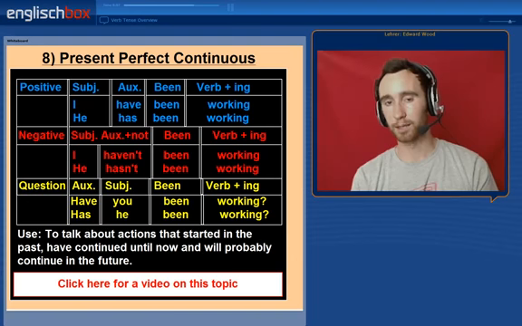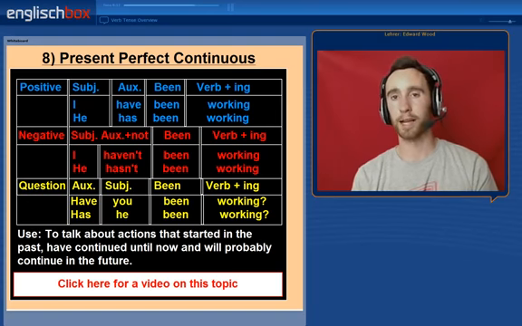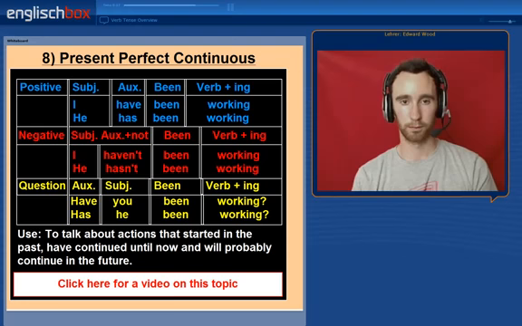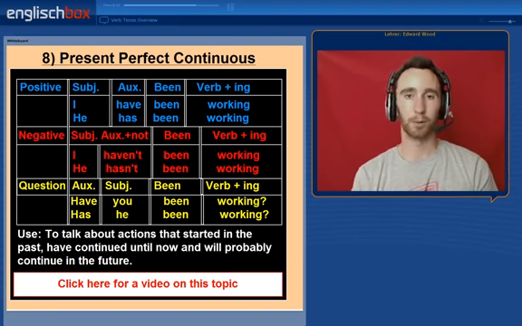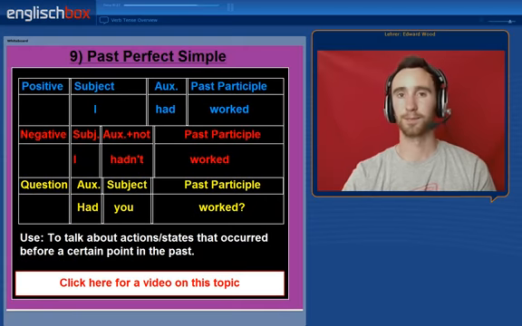We form this with the subject, the auxiliary have or has, the verb to be in the past participle, been, plus the verb with ing, the present participle. I have been working, he has been working. In negative, we use haven't or hasn't. And in the question, we have to begin the question with have, or in third person, has.